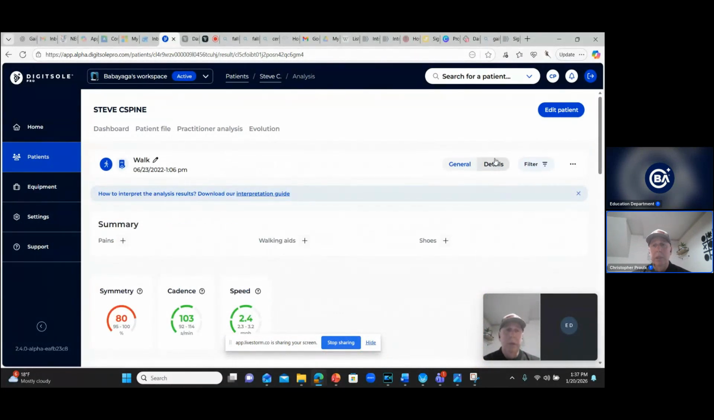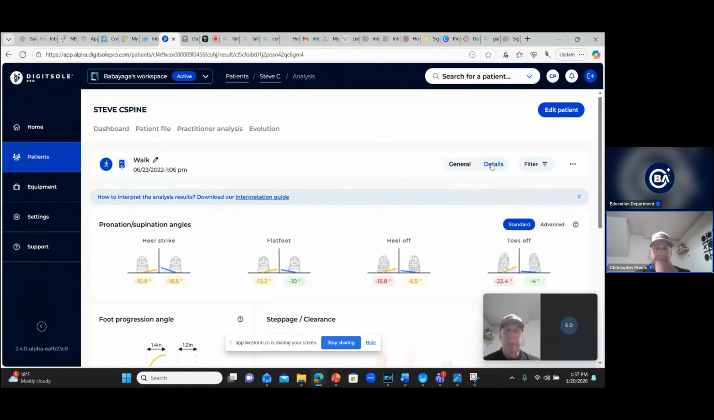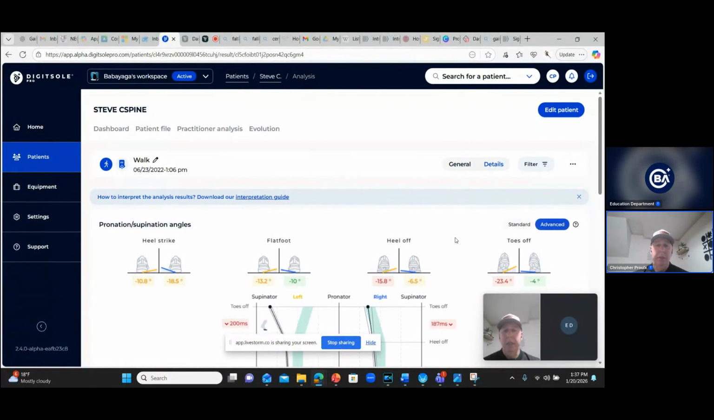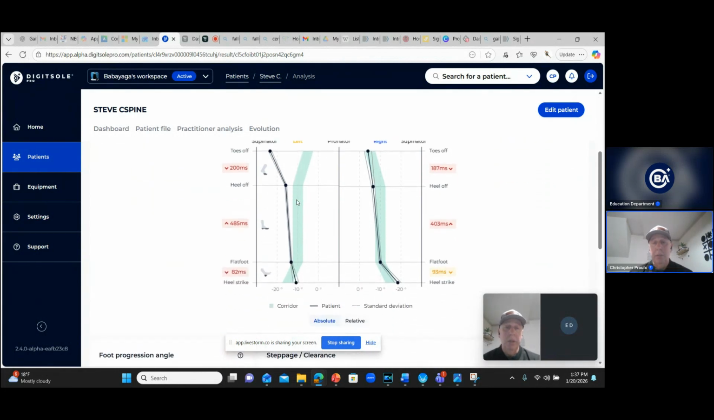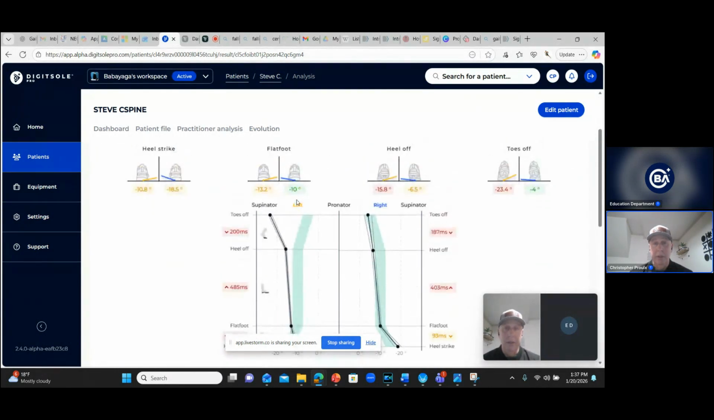So then we can go up and we click on these details. And the details give us this pronation and supination angle. I'm going to click on advanced right away. But again, you can see this color orientation: if it's amber, then we're seeing somewhere between 1 and 2 standard deviations outside of the normative values. If it's green, it means that it's normal. If it's red, it's more than 2 standard deviations. So a couple things to consider here. This graph is the graphical representation of these numerical values. So it's the same data.